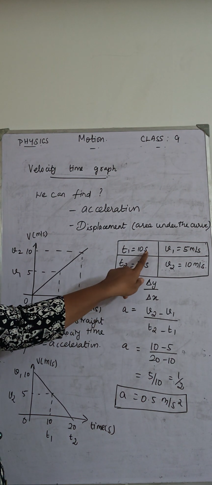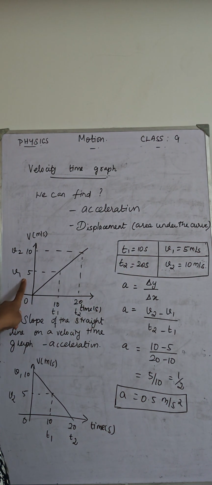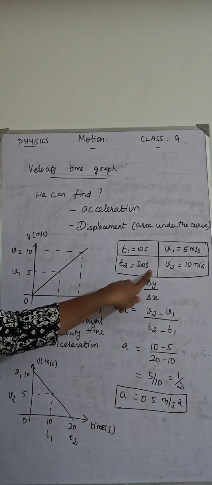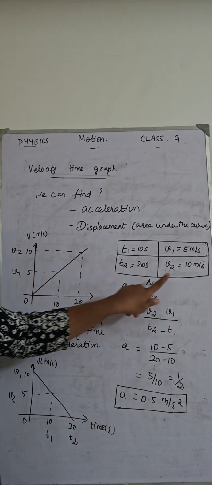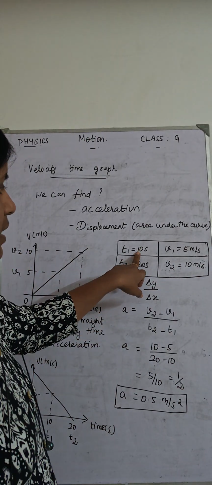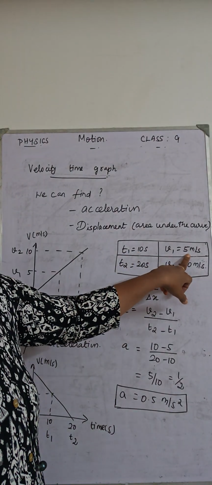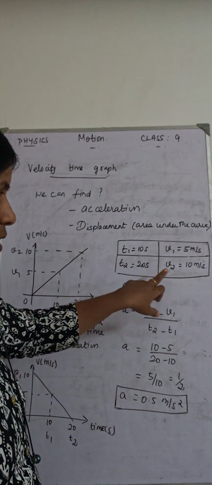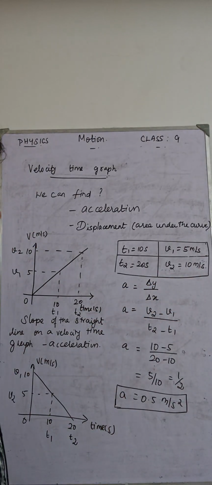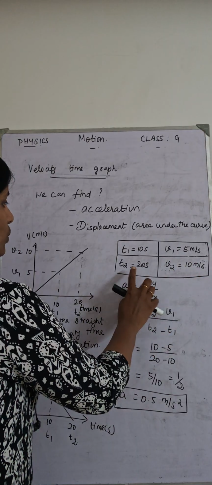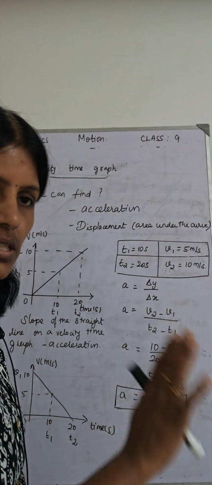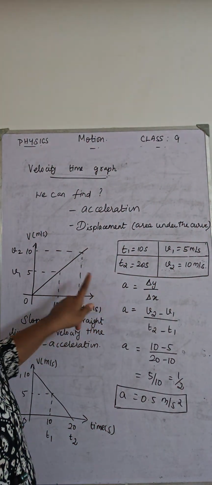Time t1 is 10 seconds. What is the value of v1? 5 meter per second. Time t2 is 20 seconds. What is the velocity? 10 meter per second. So two values: at 10 seconds, the vehicle's velocity is 5 meter per second, and at 20 seconds, the velocity is 10 meter per second. From the graph we just have to take the values and make the tabulation. That's all. Then the slope.